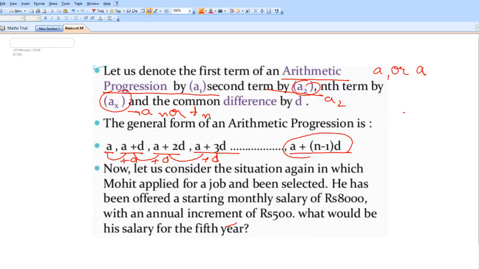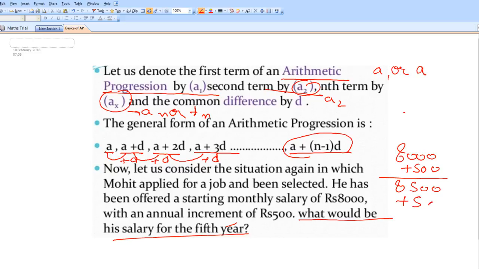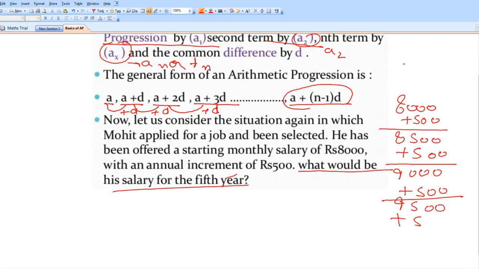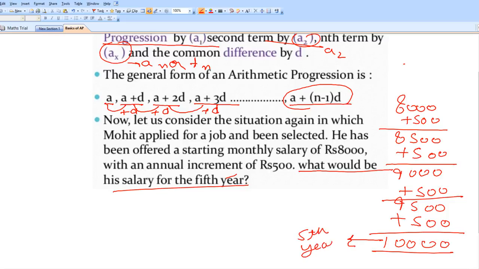So, if we know the situation of Mohit again, can we define the value of his salary in the 5th year? Sure. The first year salary is 8,000. Adding the difference, I get my second year salary. Adding the difference again, I get the third year salary. Adding it again, I get the fourth year salary. Adding the common difference or the increment again to it, I get 10,000, which is going to be my fifth year salary. Alright.